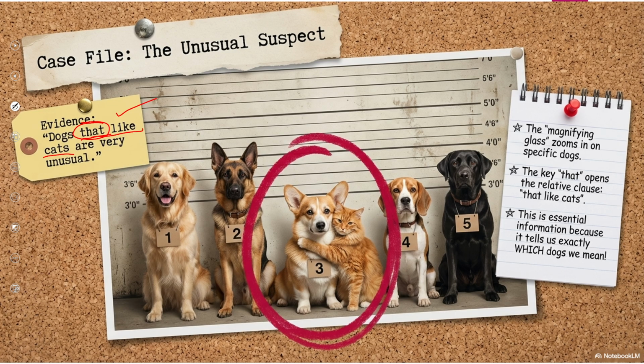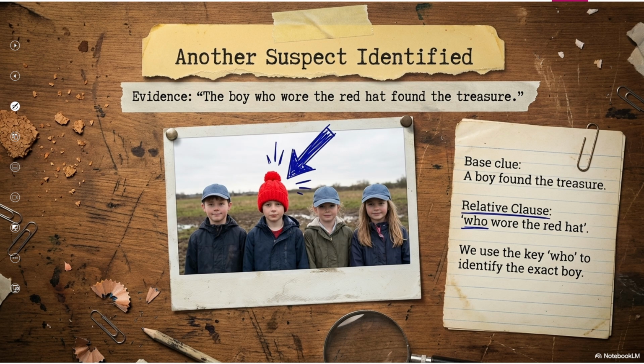Let's see. The magnifying glass zooms in on specific dogs. The keyword that opens the relative clause that like cats. Here, that like cats is the relative clause. This is essential information because it tells us exactly which dogs we mean.